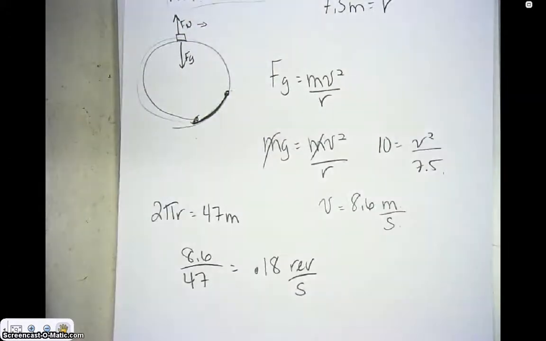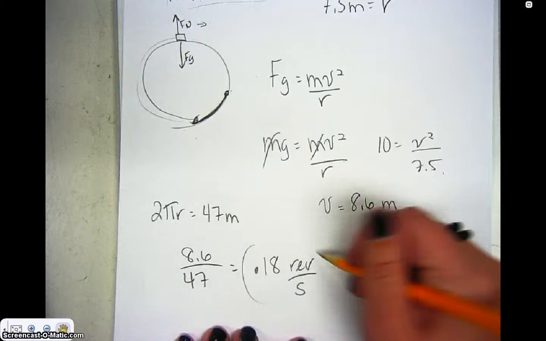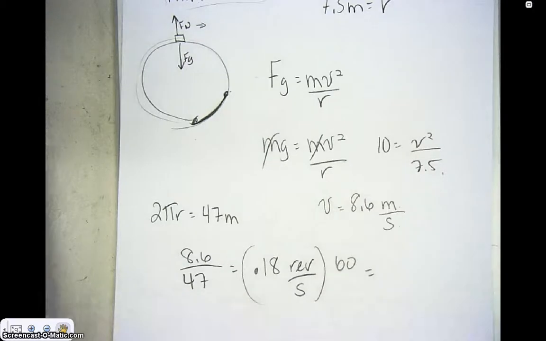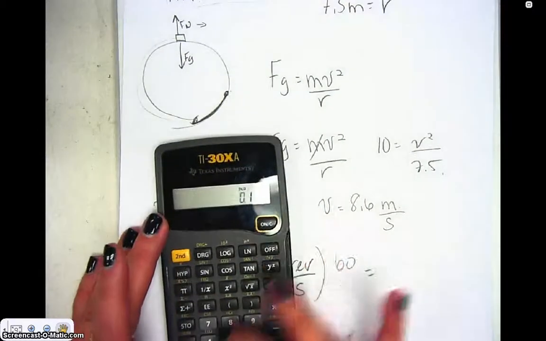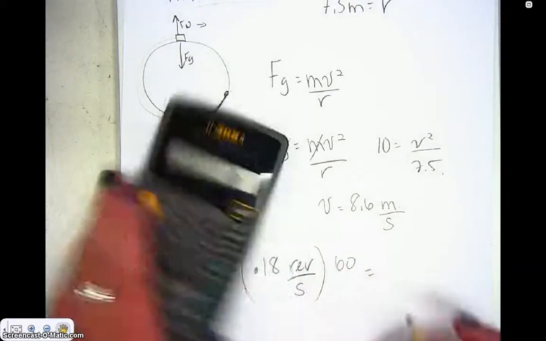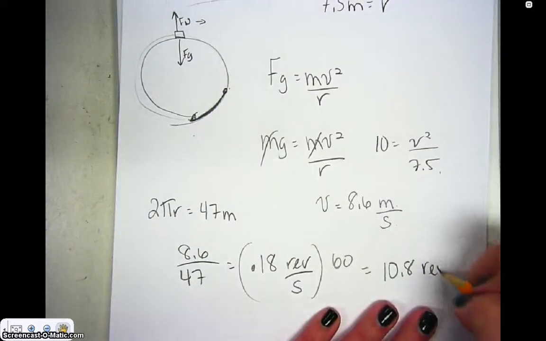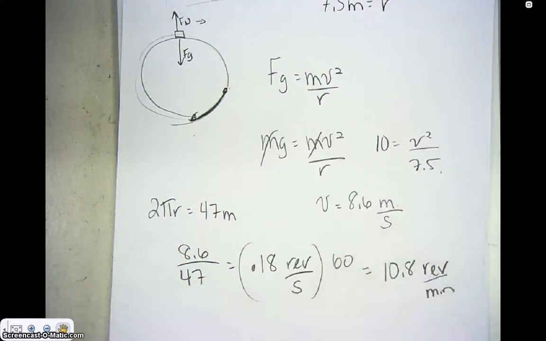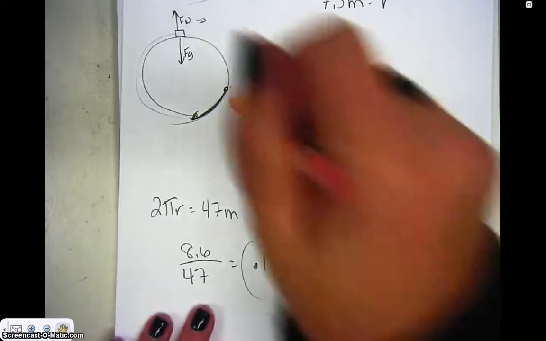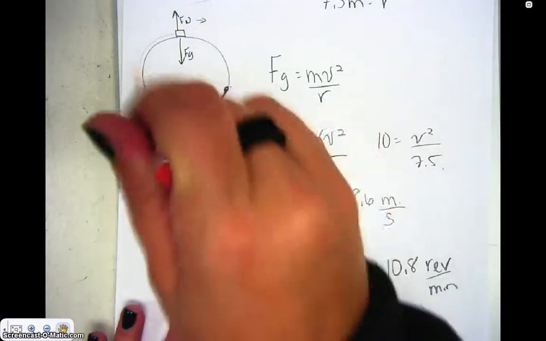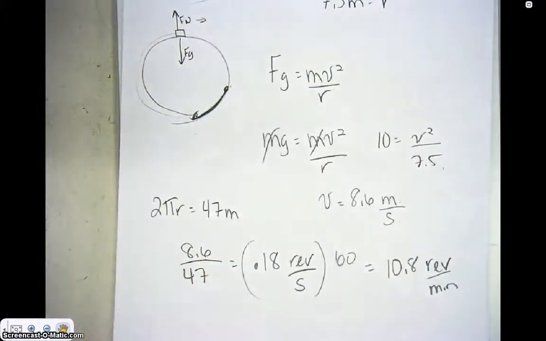But it's asked revolutions per minute. So we're going to have to multiply this number by 60 to get it into minutes. So 0.18 times 60 gives us 10.8 revolutions every minute to make you feel weightless. That's a lot of revolutions; in 60 seconds you go around a Ferris wheel almost 11 times. That seems pretty fast and pretty scary to me.